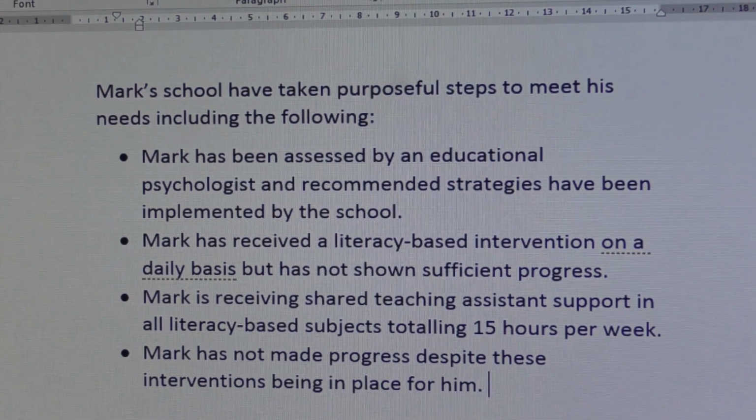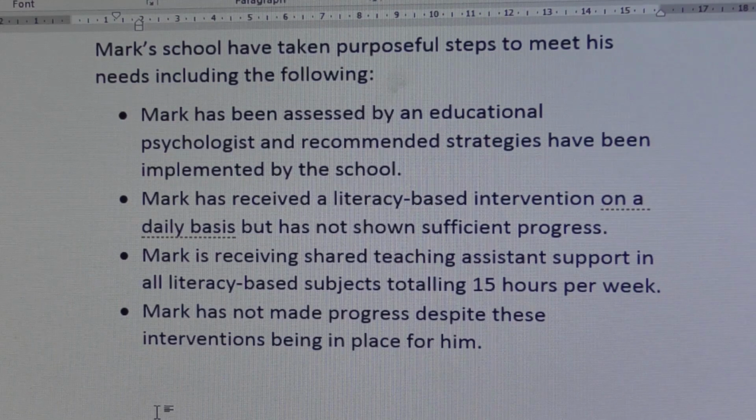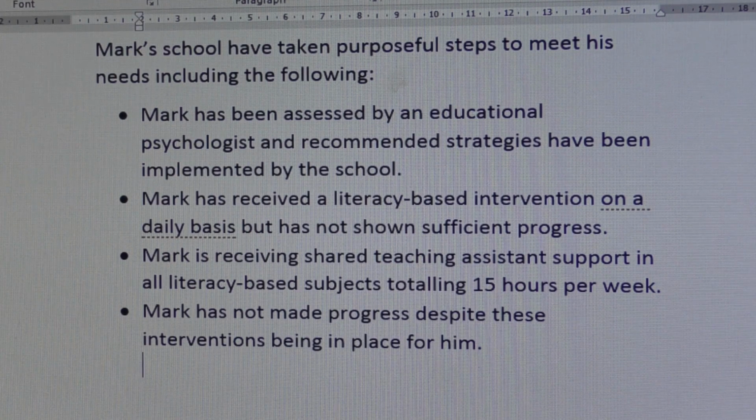And so, as I said, what you're doing here is identifying what support the school's put in place, and if possible, identifying why it hasn't worked. So in this case, Mark has not made progress with what is in place for him. Then we identify the next bit. That just identifies why he might have a special need. Then we need to identify why he needs more support than that.